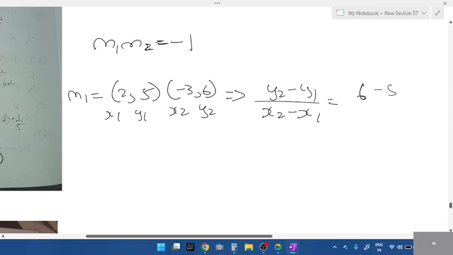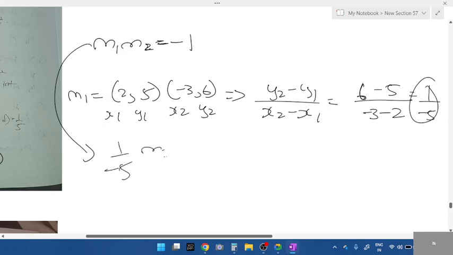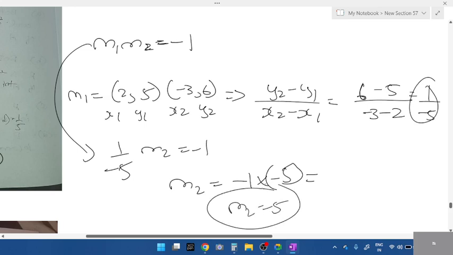Six minus 5 divided by minus 3 minus 2, that is 1 by minus 5. So m1, take this formula. m1 we got as 1 by minus 5, into m2 is equal to minus 1. m2 is equal to minus 1 into minus 5. Minus into minus is plus, so 1 into 5. m2 is equal to 5.